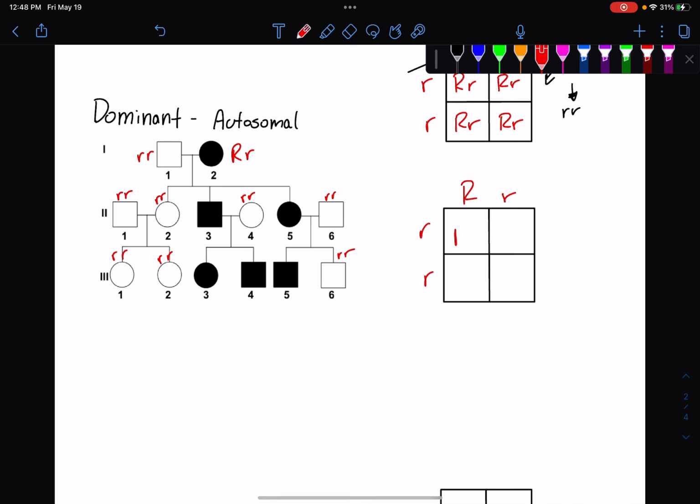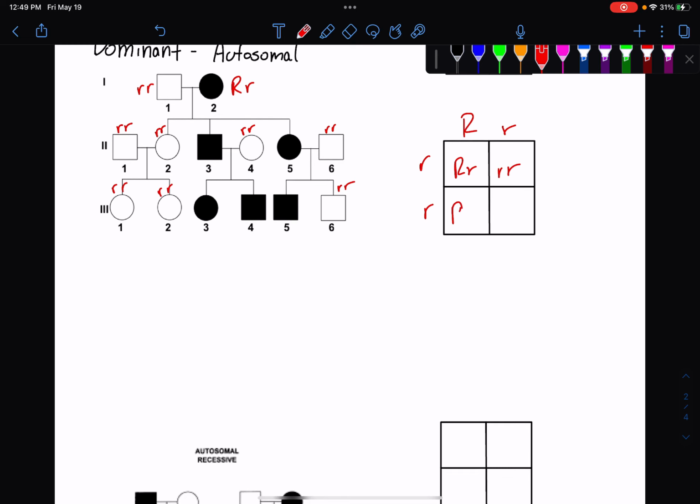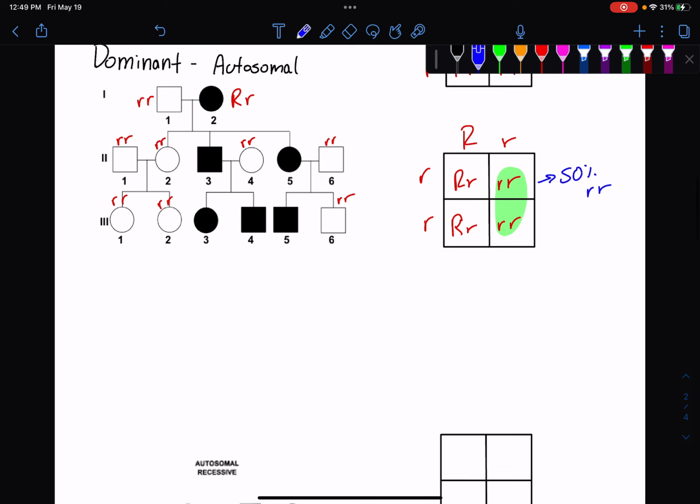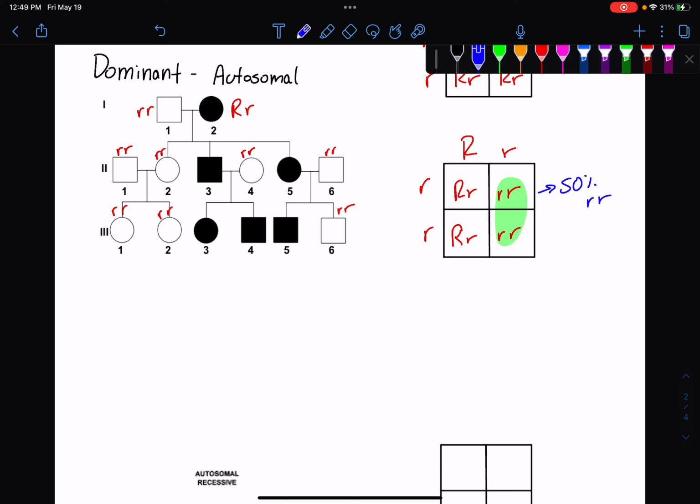So we'll do this, right? I'm just going to fill it in like we're supposed to. And look at that, 50% chance of having little r. That doesn't mean that the pedigree necessarily needs to have two siblings affected and two siblings unaffected, but that's just the probability. Each child has a 50% chance of being heterozygous dominant or homozygous recessive, so affected or unaffected. Okay.